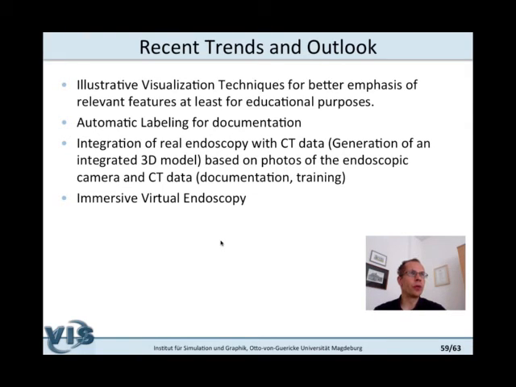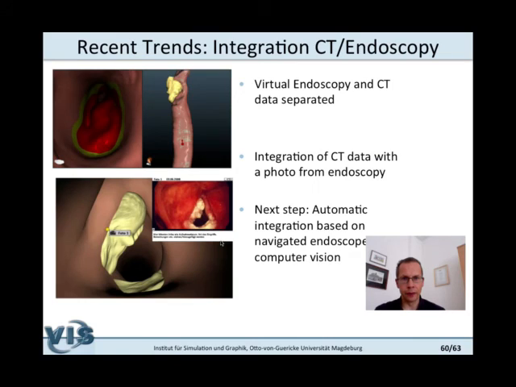This gives you the feeling of really being inside. Yeah, and I will briefly comment on this pioneering work in this area. So that shows a little bit how virtual endoscopy, photos taken from endoscopy, also from real endoscopy, could be combined with CT data or with virtual endoscopy.